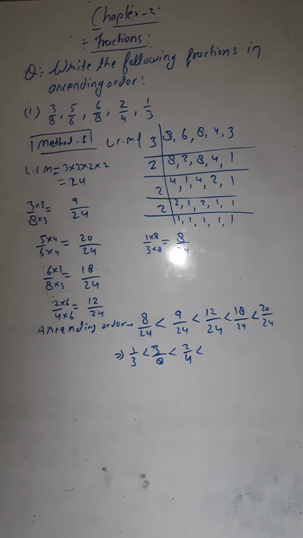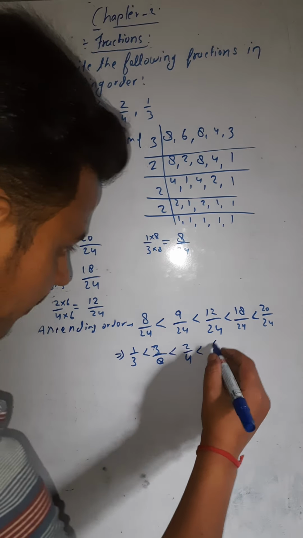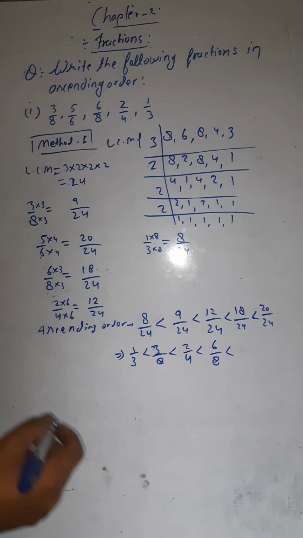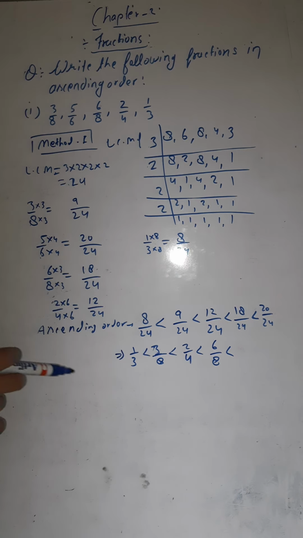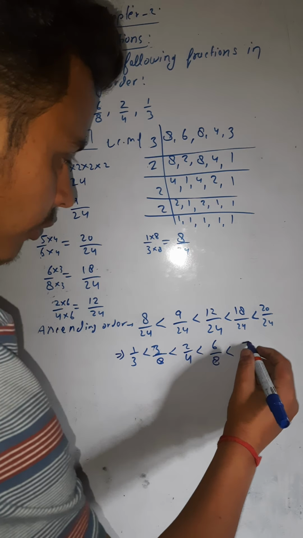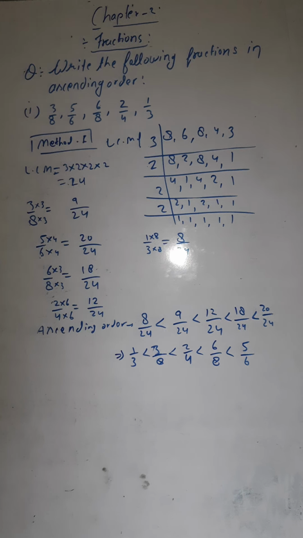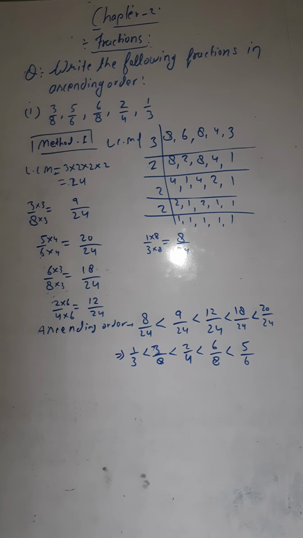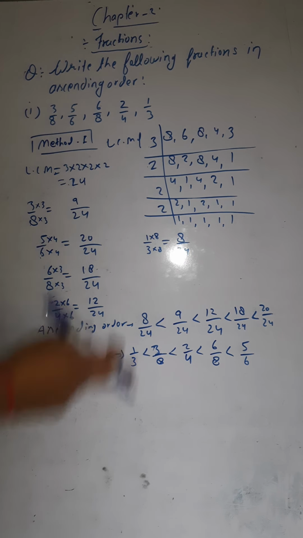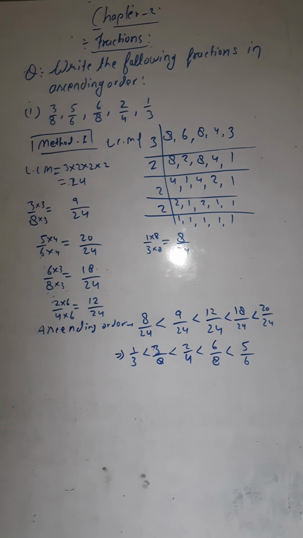12 by 24. Okay. 18 by 24 is which fraction? 6 by 8. Then 20 by 24 at the last is which fraction? That is 5 by 6. This one. So this was the first method through which we have written the fractions in ascending order.